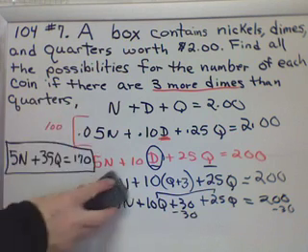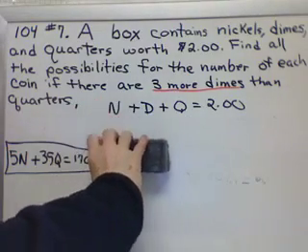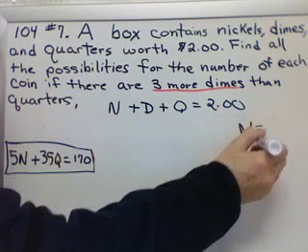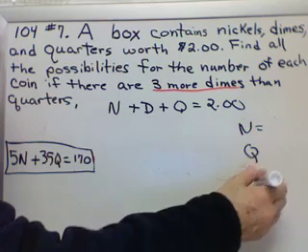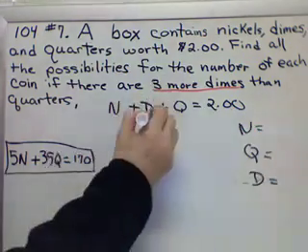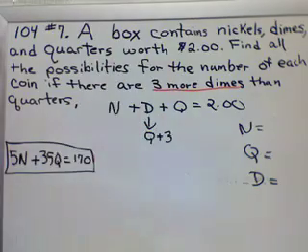So let me erase some of this stuff here. Now that we've got that part figured out, remember, I need to find out how many nickels, how many quarters, how many dimes. And remember, dimes was quarters plus 3. So let's think about that in terms of the number of coins.